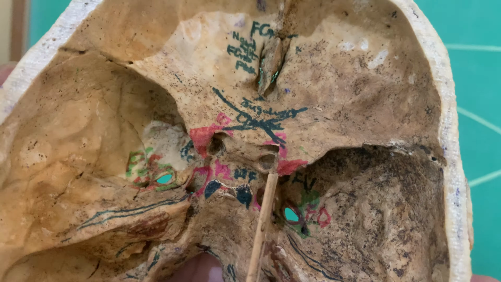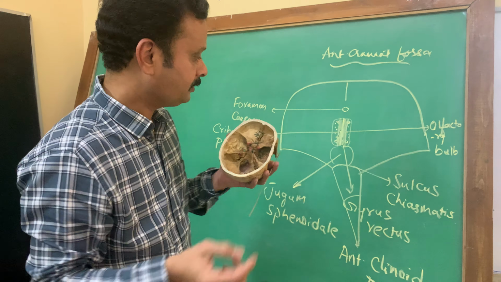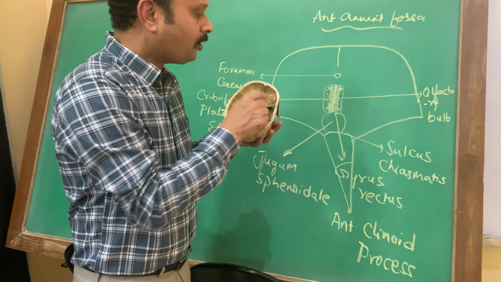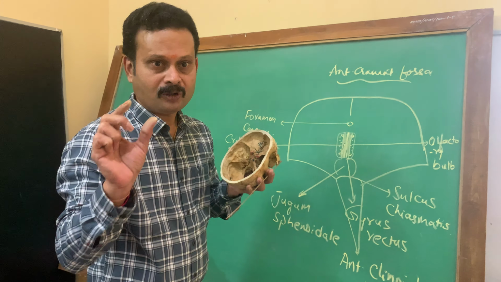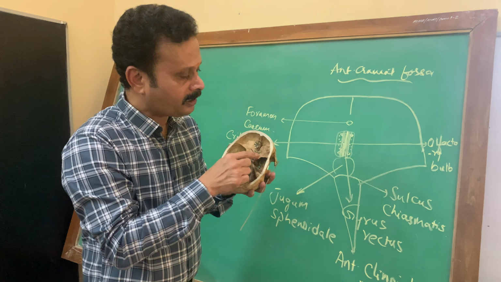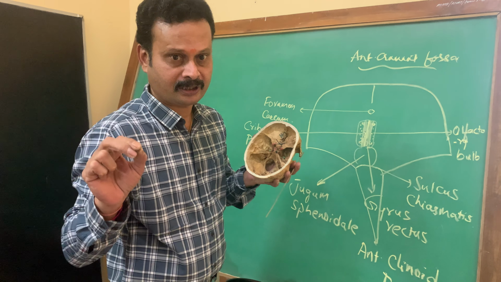These are the anterior clinoid processes on either side. To the anterior clinoid processes, the free margin of the tentorium cerebelli is attached. So this is all about the anterior cranial fossa, a small topic, the osteological aspect of the anterior cranial fossa. Thank you.